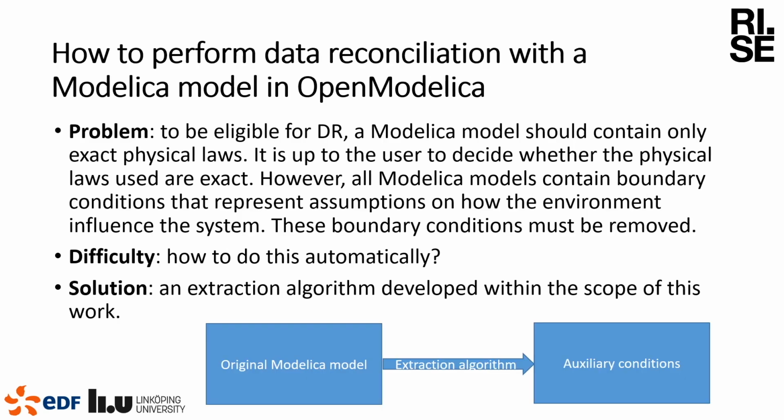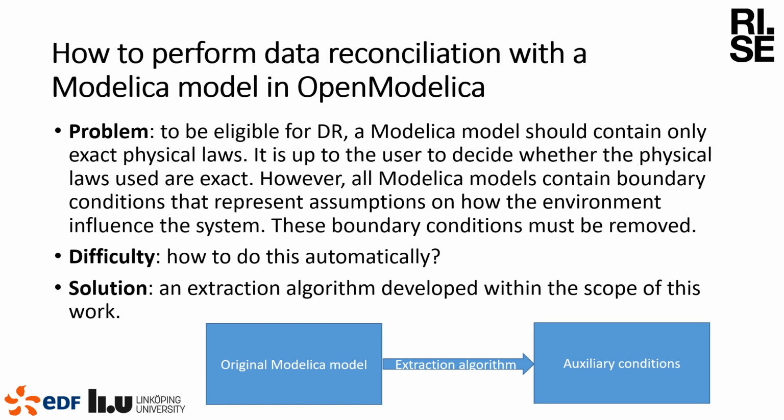How to perform data reconciliation with a Modelica model and OpenModelica? In order for a Modelica model to be eligible for data reconciliation, it should contain only exact physical laws. It is up to the user to decide whether the physical laws used are exact. However, most Modelica models contain boundary conditions that represent assumptions on how the environment influences the system. These boundary conditions must be removed, and we must have a set of auxiliary condition equations which computes the variables to be reconciled. Here the boundary conditions are usually the constants and parameters.